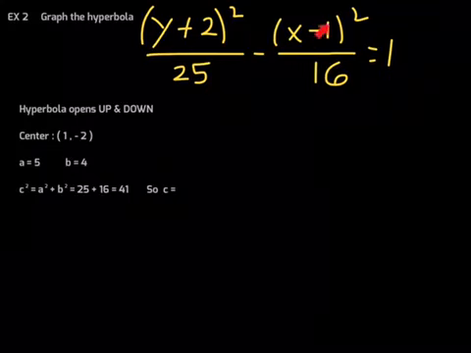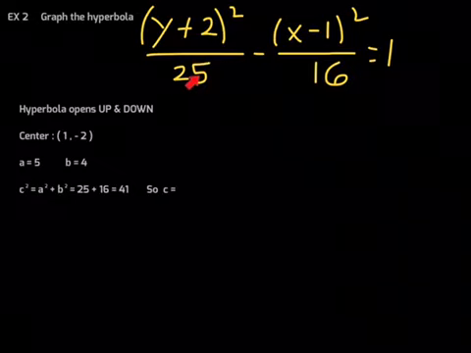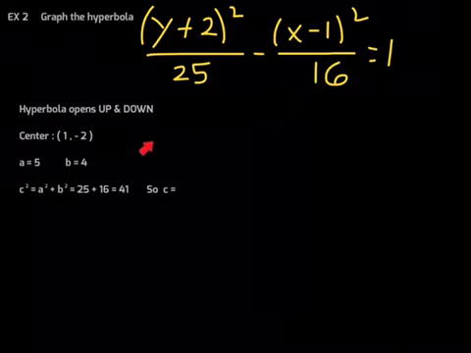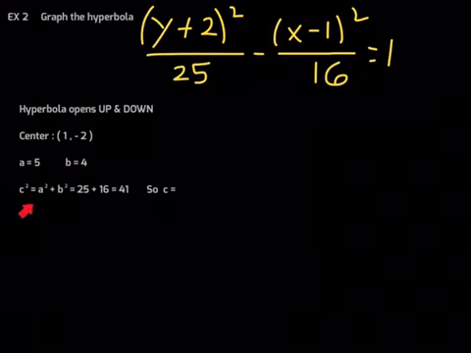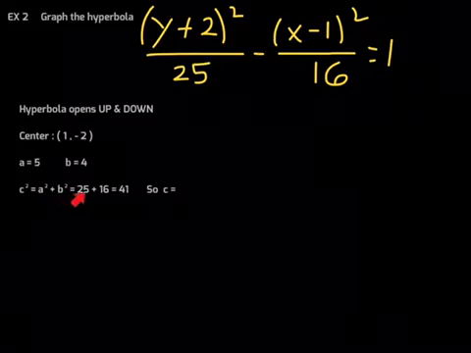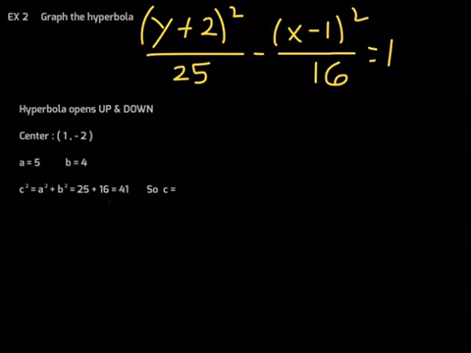That's h, comma, k. A is 5 because 5 squared gives you 25. And b is 4 because 4 squared gives you 16. If you want to find your foci, which we do, use this relationship that c squared is equal to a squared plus b squared. So that's 25 plus 16, which is 41. That's what c squared is equal to. That must mean c is equal to the square root of 41. Okay?